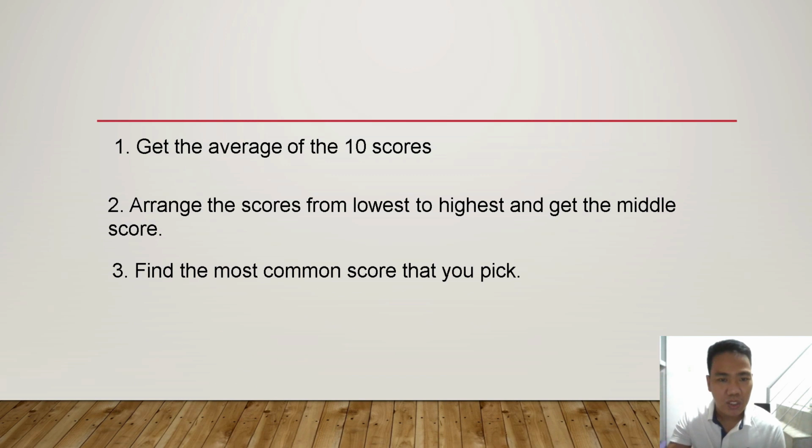Okay, next one. Find the most common score that you picked. Among your 10 scores, you will just observe which score is the most frequent. I will give you another 30 seconds to do it. Okay, if you're done, just leave that activity on your table first, because we will check your answers after our lesson. We will discuss first, then you will realize if your answers are correct. So just leave it on your table and listen to our discussion.